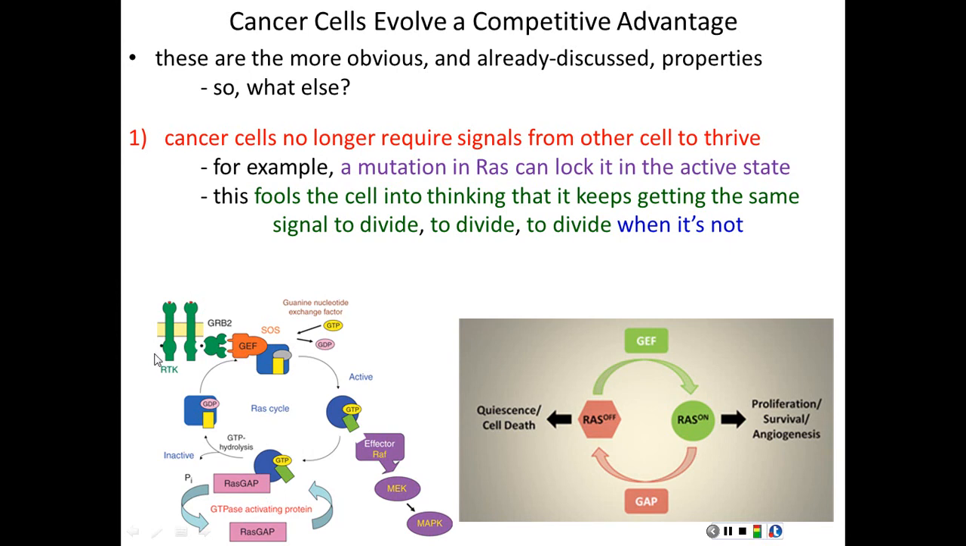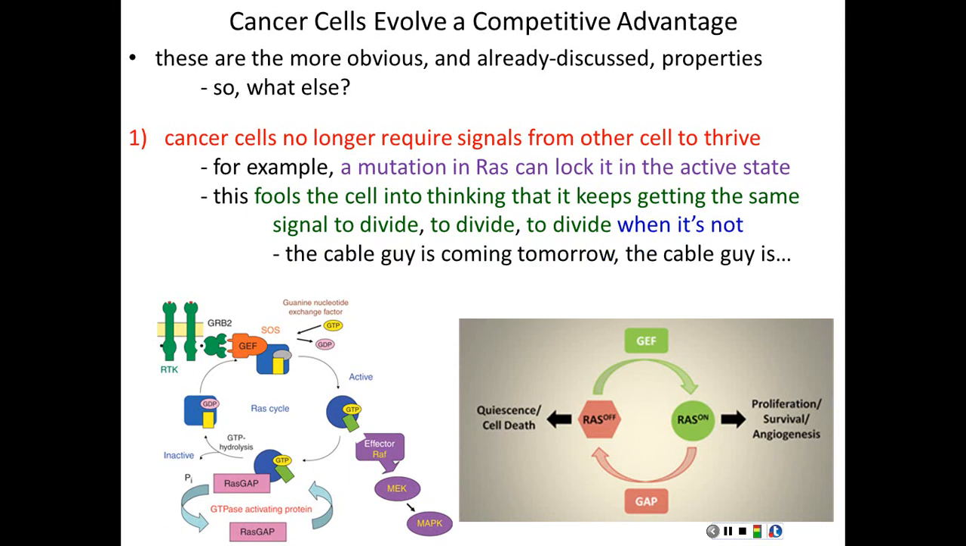The receptor tyrosine kinase deactivates and is no longer phosphorylated. The accessory proteins are no longer recruited, and RAS should be off. But RAS is mutated, and it's on. RAS, in its active state, continues sending the signal deeper into the cell. Keep dividing, they need more of us. But it's not the right signal.